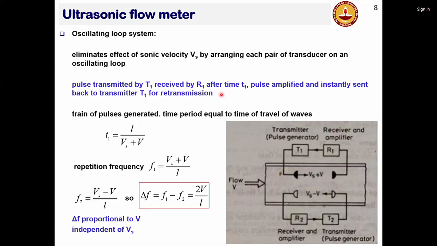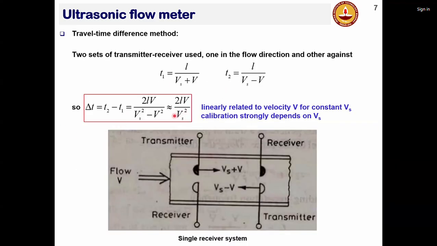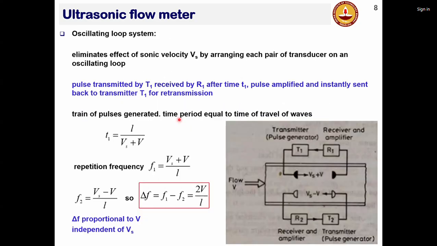There is a third arrangement that we see here, and this is known as the oscillating loop system. As we rightly said, the sound wave velocity can sometimes influence the data. So let's say you do not know the sound wave velocity, then what do you do? Say you have a fluid for which Vs is not available, or Vs is changing. You can use this kind of arrangement, and this is known as the oscillating loop system.